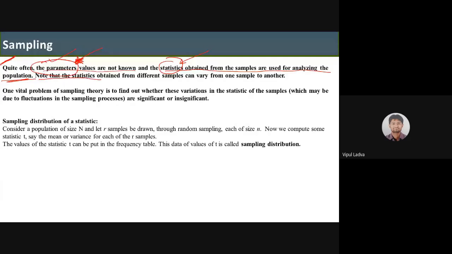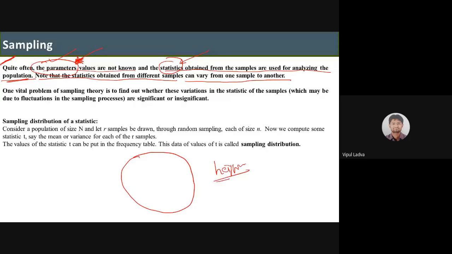Note that the statistics obtained from different samples can vary from one sample to another. As we discussed in the previous slide, कि हर एक सैंपल की स्टैटिस्टिक्स वेरी कर सकती है. पक्की बात है, पॉपुलेशन का स्टैटिस्टिक एक ही है, पर हर एक सैंपल, जैसे मैं सैंपल अलग चूज करूं. Let me give a brief example for that. Suppose we are preparing a report on the height of Marwadi students.